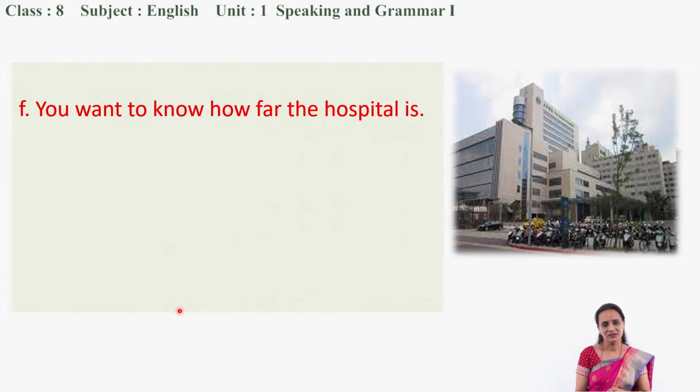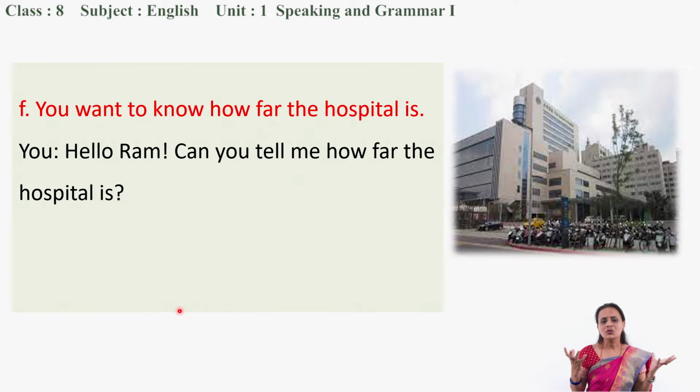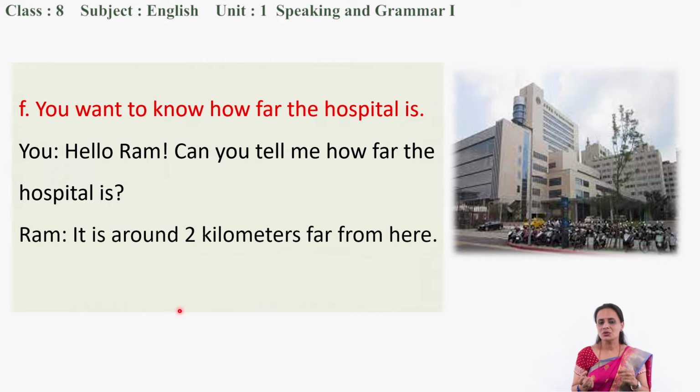What do you see here? Okay, hospital. You want to know how far the hospital is and how we'll make the request using can, could or would. Very good. Okay, let's see. Hello Ram, can you tell me how far the hospital is? You are requesting Ram here to tell how far the hospital is. And Ram says, it is around 2 kilometers far from here. And you tell, thank you. Now let's see one more situation.